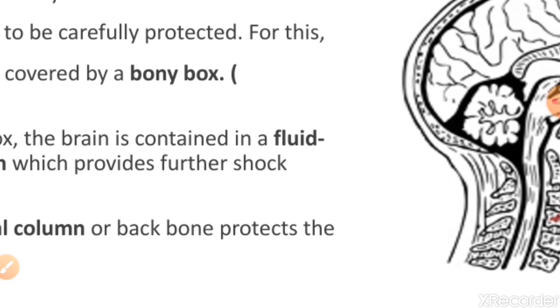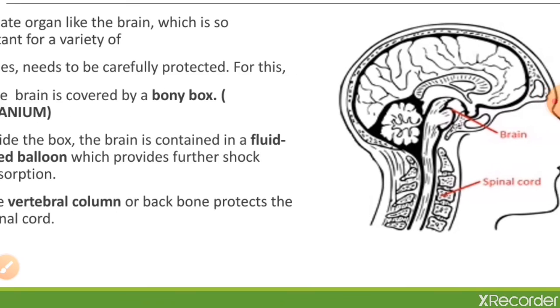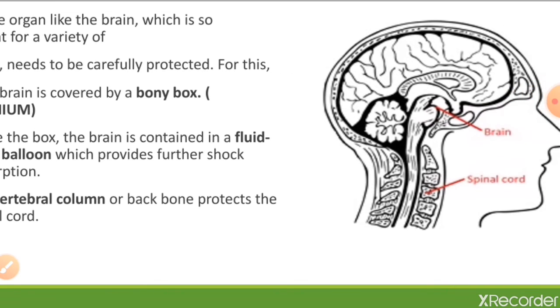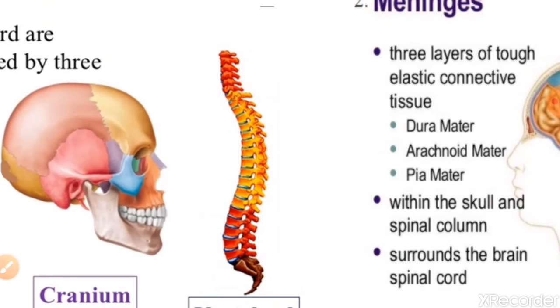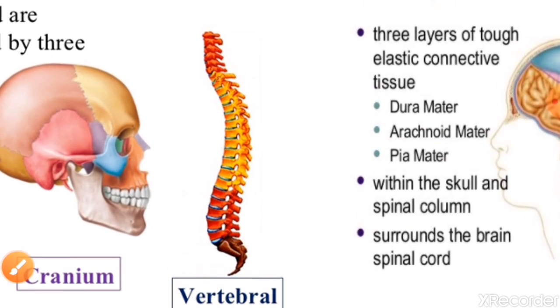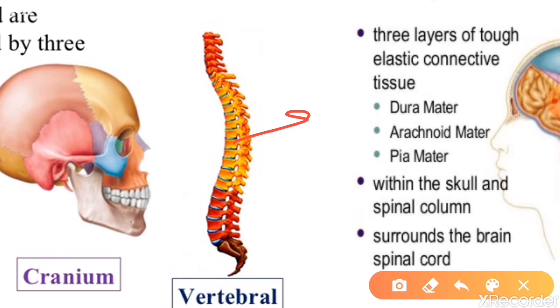Similarly, the spinal cord is also protected by these three things. First is the vertebral column, or the backbone, which is a bony covering of the spinal cord. The spinal cord runs through this vertebral column, so this provides protection from mechanical shocks and injuries.